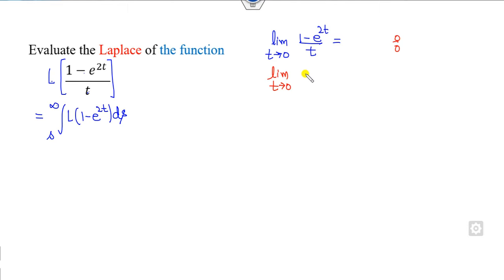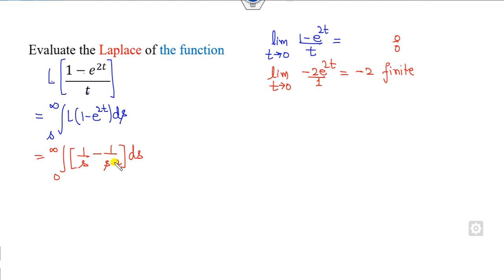When you apply L'Hopital's rule, it's e raised to power minus over 1. So clearly it is minus 2, which is finite. Therefore you can find the Laplace transformation of this. What is the Laplace of this? It's 1 over s, and 1 over s minus 2.